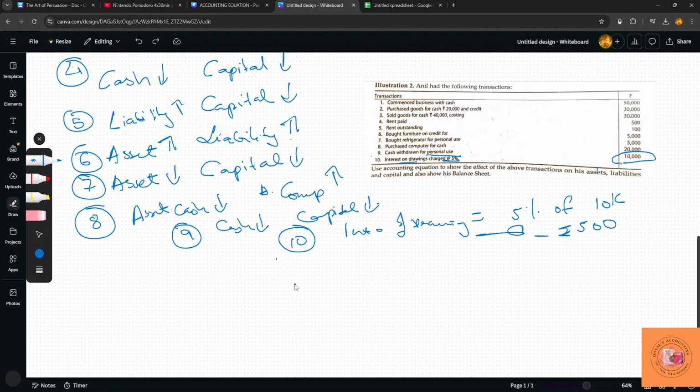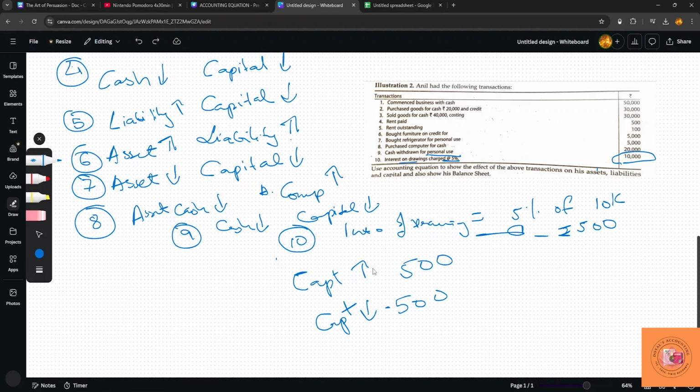So how would this impact our accounting equation? Our capital will increase by 500 because it is an interest on drawings which will be treated as an income to the company, and at the same time it will be reduced because from the owner's point of view it is an expense and thus his capital will also reduce.